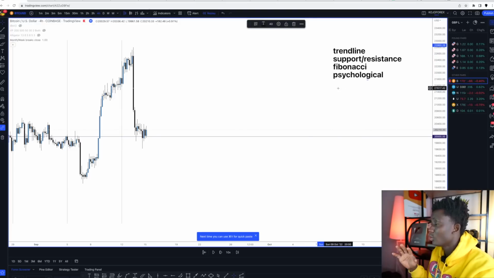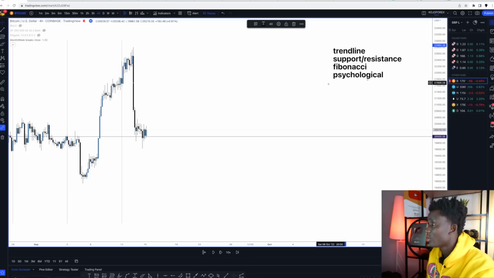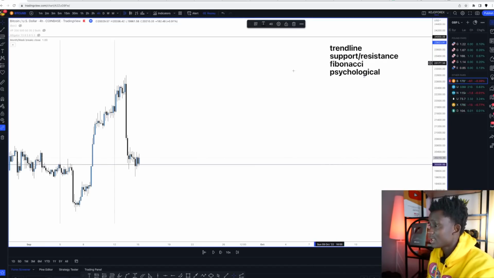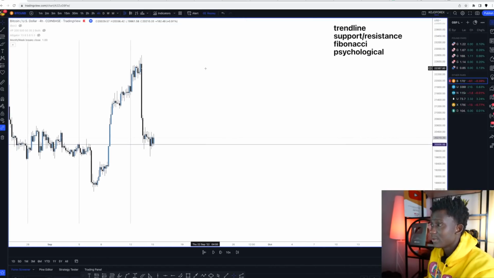If you don't really know much about these concepts, then you may want to go into my previous videos and watch my video on trend line, my video on support and resistance, Fibonacci, any of them, and then you get the full understanding.